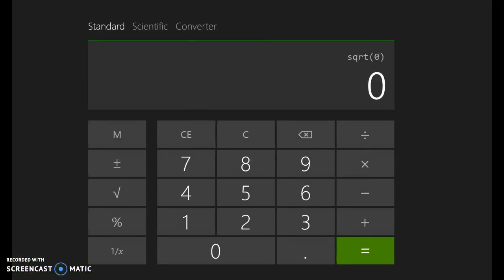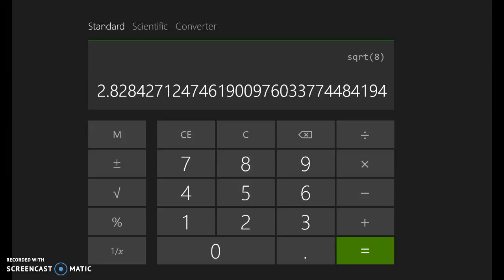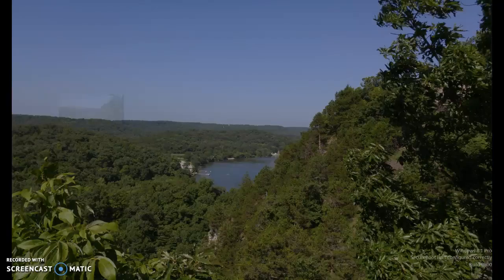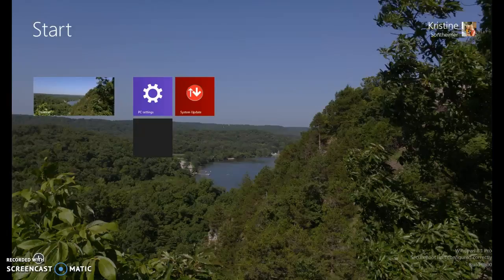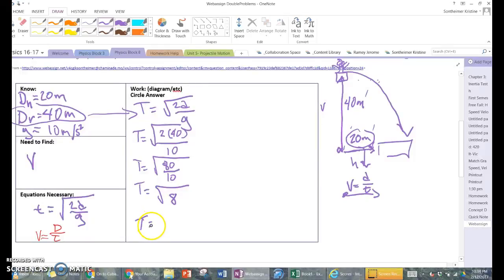I don't think you can see this. Square root of 8 is 2.8. So time is about, sorry, I stopped my recording when I went to switch for the calculator. It's about 2.8 seconds, give or take.